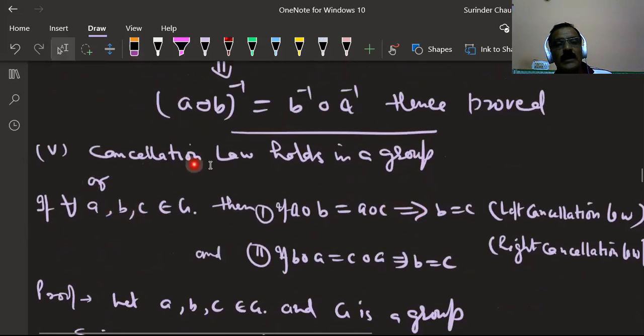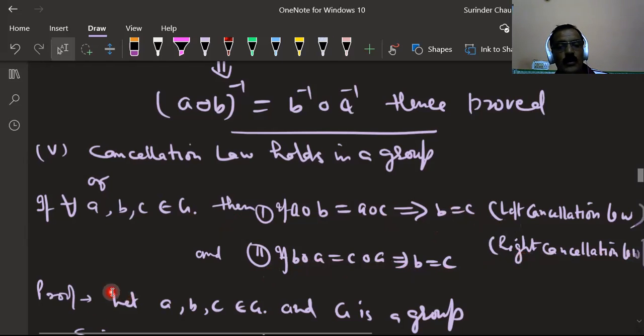That is, for all A, B, C belonging to G, if A composition with B is equal to A composition with C, then we have to prove that B is equal to C. This is called the left cancellation law. Second, if B composition with A is equal to C composition with A, then we have to prove that B is equal to C. This is called the right cancellation law.